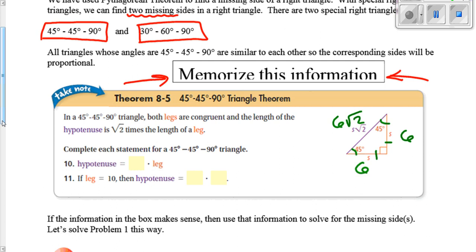The hypotenuse equals the square root of 2 times whatever the length of the leg is. Whether it's 6, 5, 5.426, whatever, it's going to be times the square root of 2. So if we know that the leg is equal to 10, then our hypotenuse is 10 times the square root of 2. We always like to put the number in front of the radical, just so we don't get confused on what's underneath and what is not.